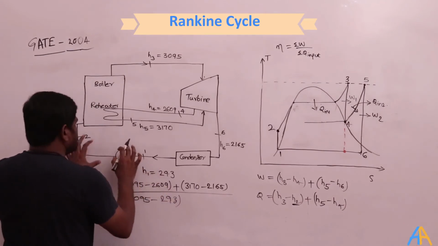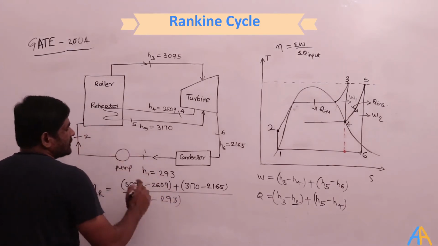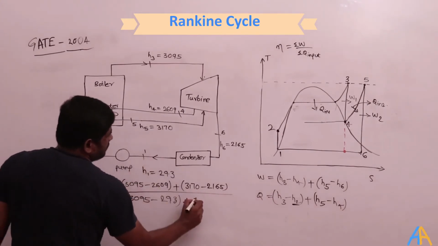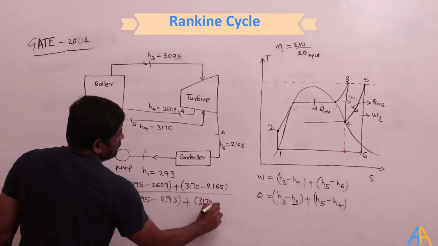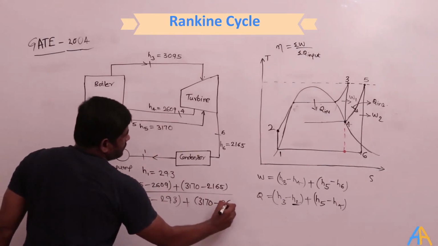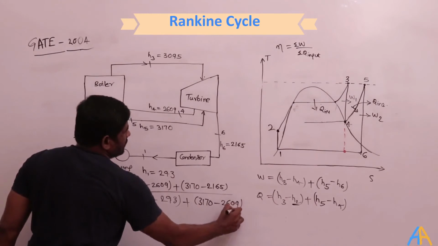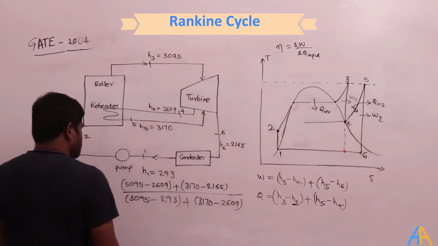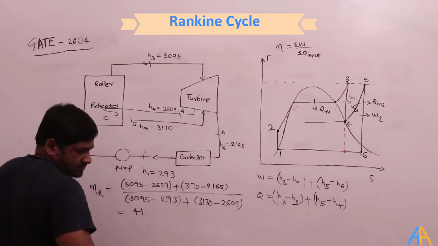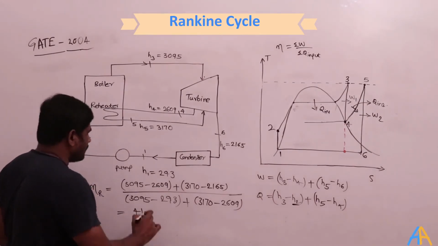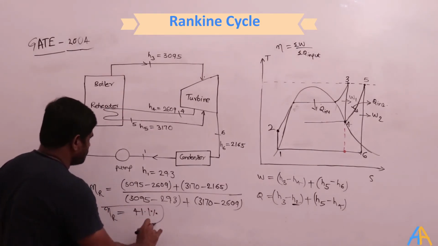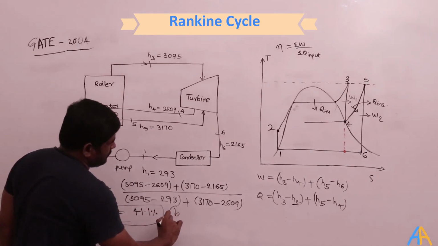Why the same? Because it is mentioned that pump work is neglected. Plus H5, 3170, minus H4, this one, 2609. After simplification you will get 41.1 percent. Okay, this is what you will get. So the option is B here.